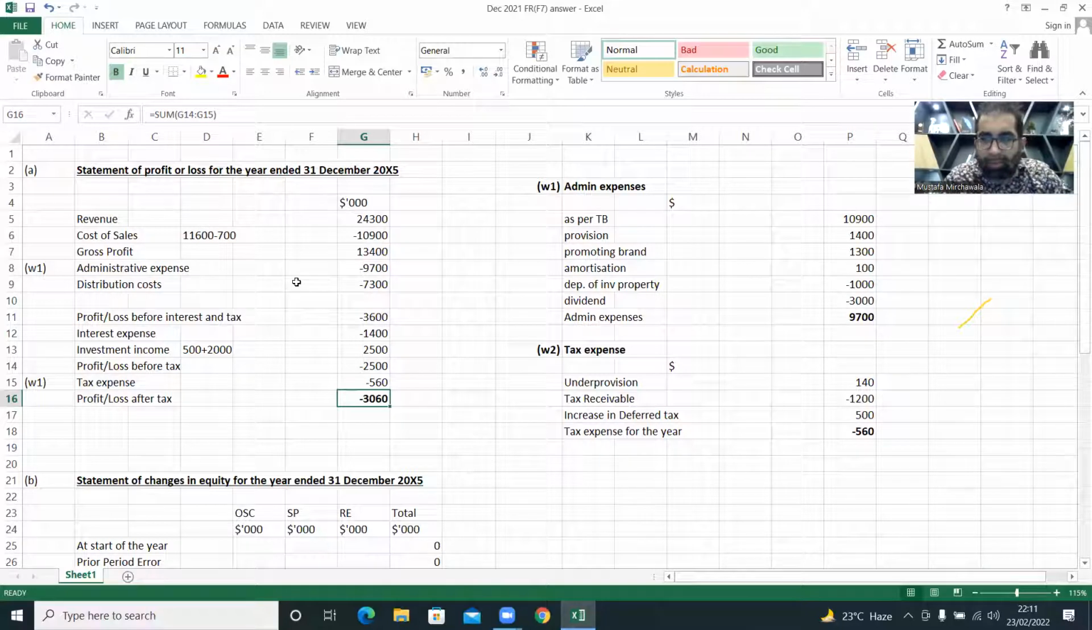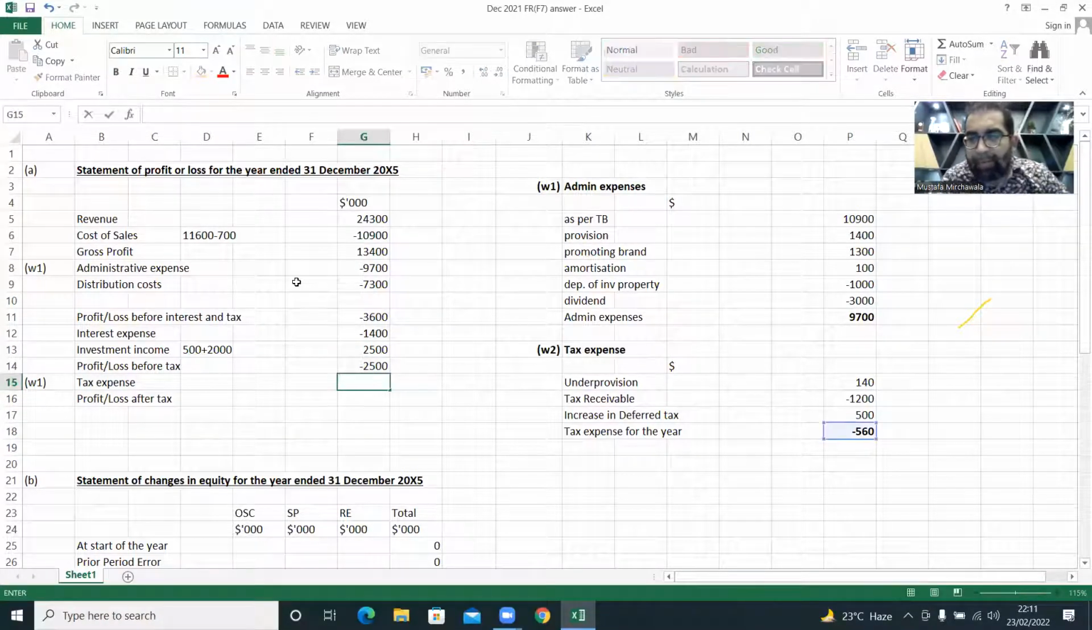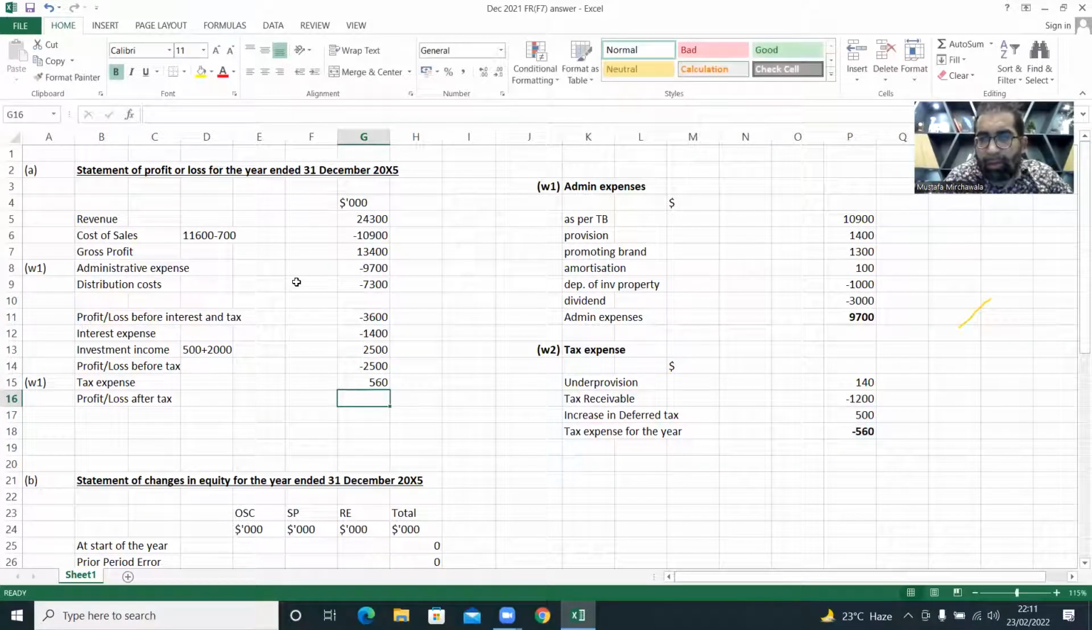Wait, one thing we did wrong. You have a tax income. Negative 560 means tax income. So normally in the income statement, when tax is an expense, then you deduct it. So you will copy it with the positive sign. Just think over it, all of you. At this time, tax is not your expense, it's your income. So income comes with positive sign in the income statement. Okay. Now, my mistake, sorry.